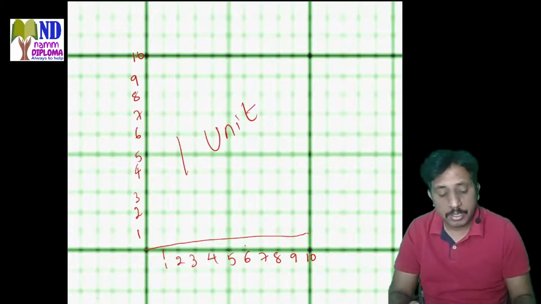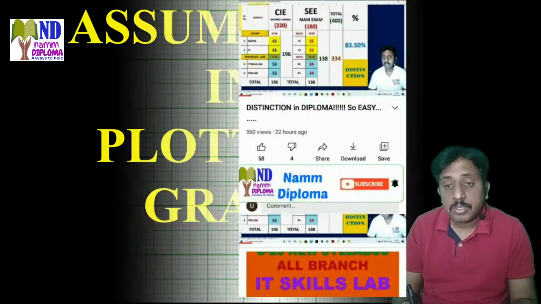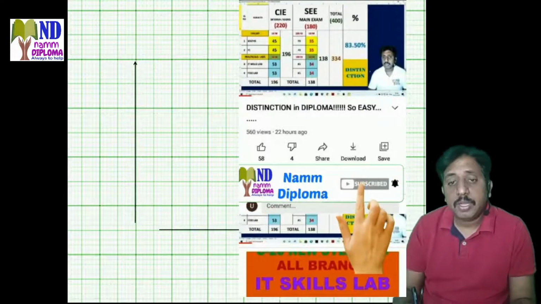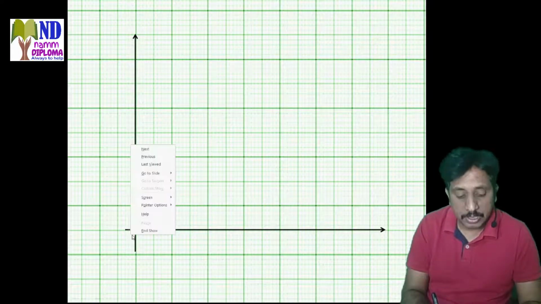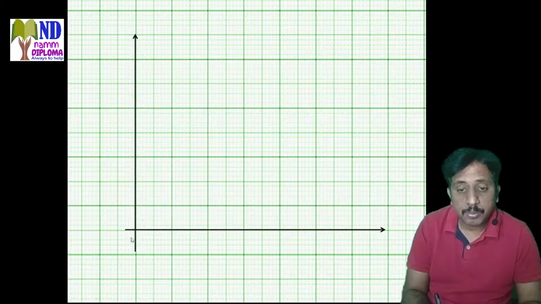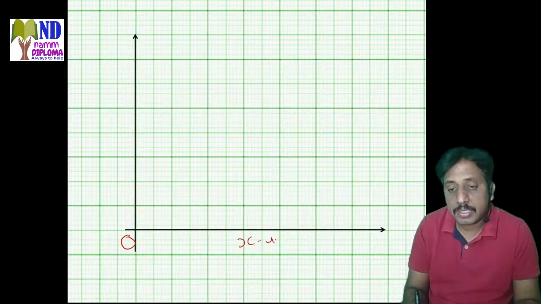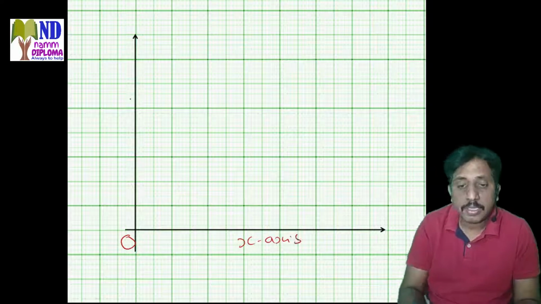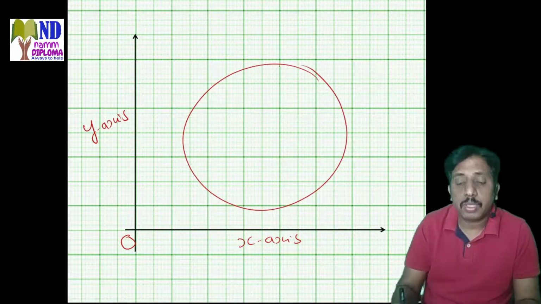Now we'll see the assumptions in plotting the graph. You can see here, this is the graph sheet, and you should draw the origin point where the lines will start. So this is the origin point, the origin O. This horizontal line is called the x-axis, and this vertical line is called the y-axis. And this is the area where you're going to plot the graph.